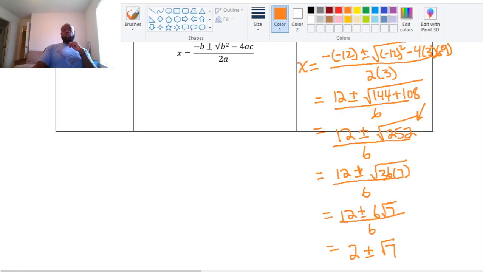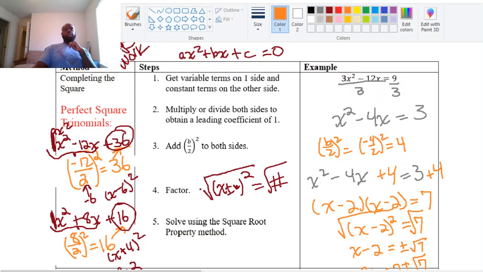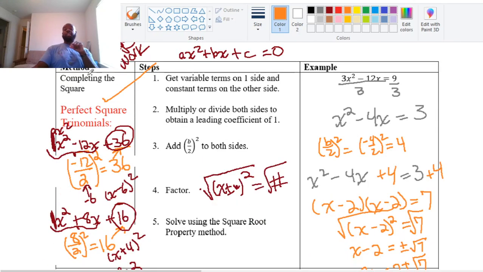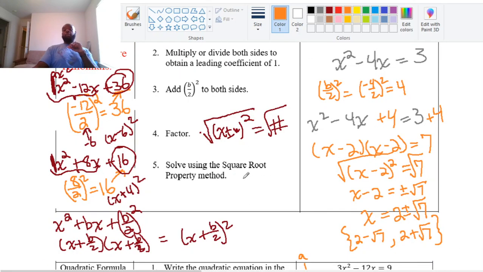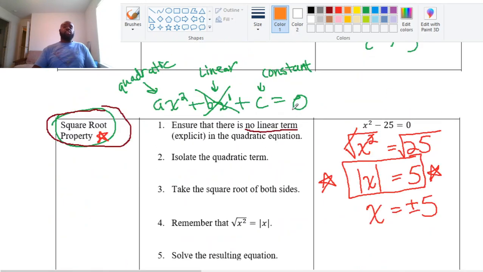All right, and so we can use our quadratic formula for any quadratic equation. We can use completing the square for any quadratic equation. We can use the square root property when there's no linear term. However, if we go through the process of completing the square, there is a step where we use the square root property. So you can almost say that you can use the square root property with almost any method, but you can't have a linear term, all right?